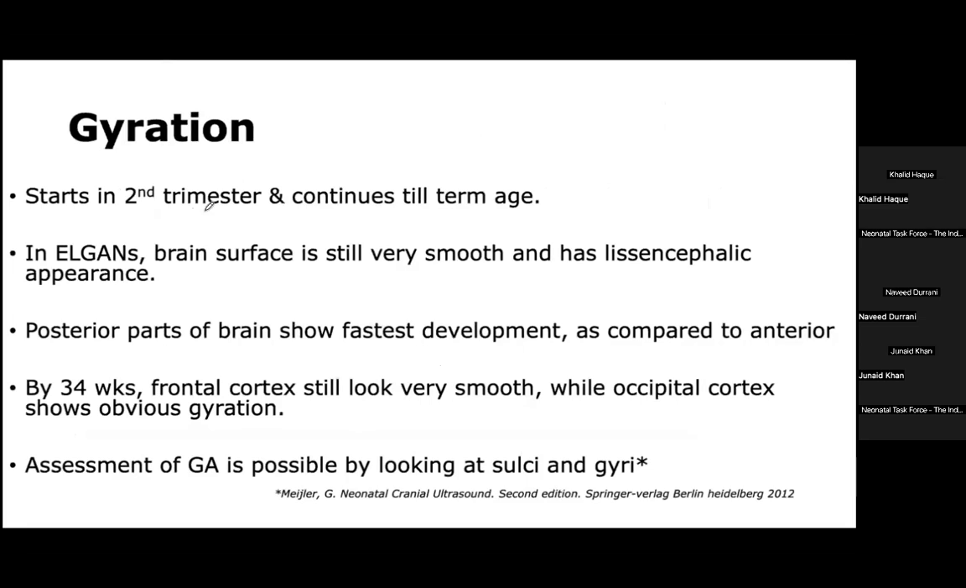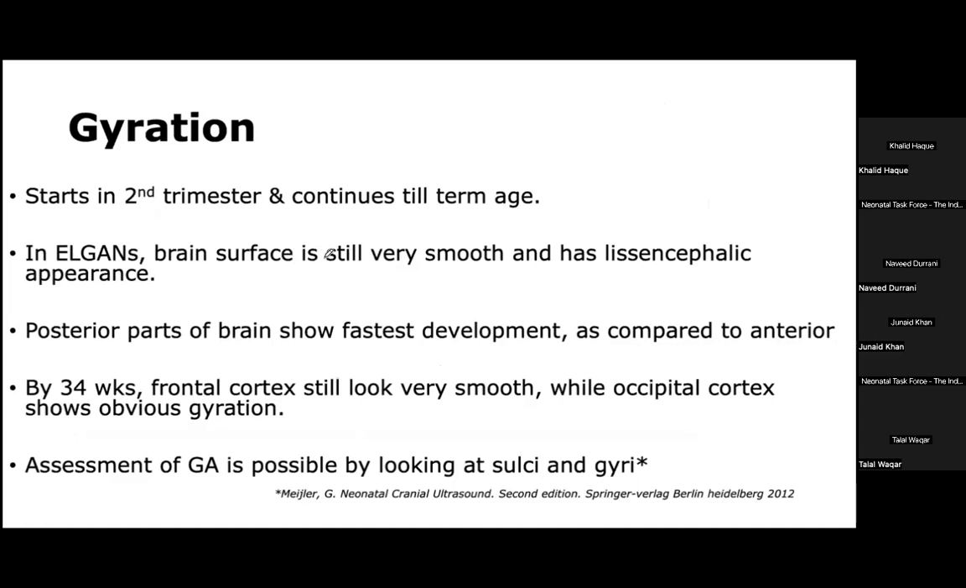Gyration usually starts in the second trimester of pregnancy and continues till term age. In extremely preterm babies, the brain surface is very smooth and has an appearance of lissencephaly. The posterior part of the brain shows faster development as compared to the anterior one. By 34 weeks, the frontal cortex still appears very smooth on the ultrasound, while the occipital cortex appears very mature. And by looking at these sulci and gyri, one can assess the gestational age on the ultrasound.